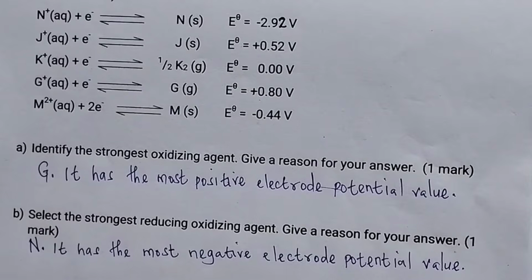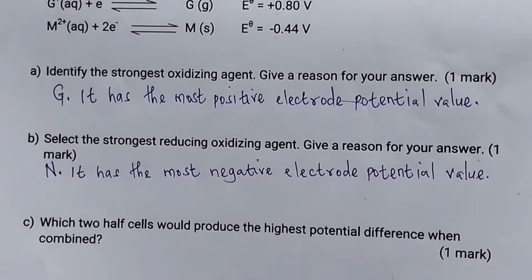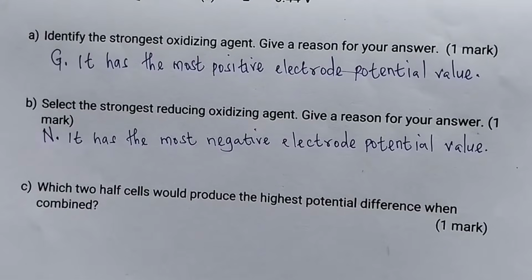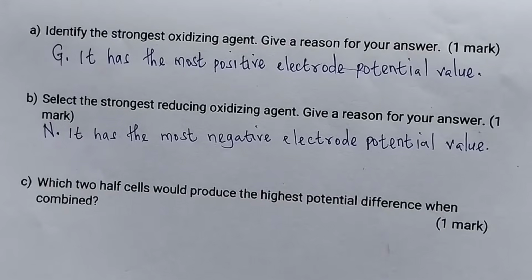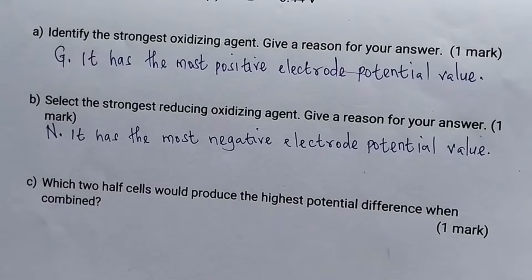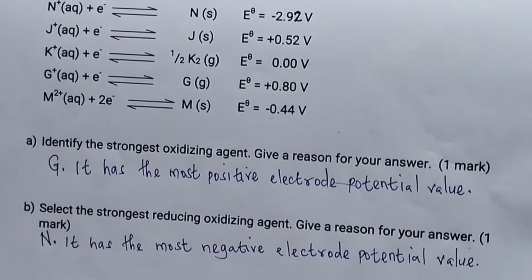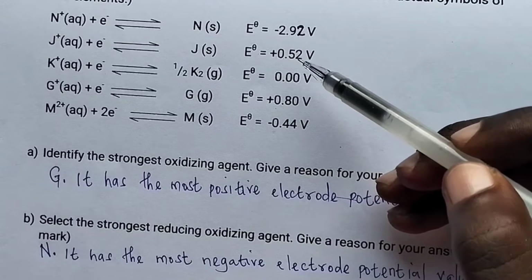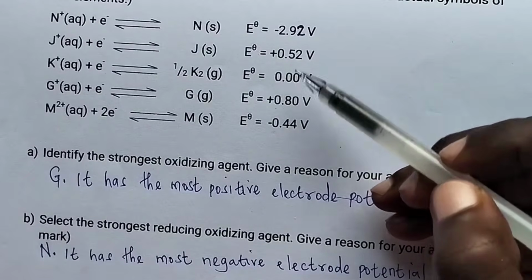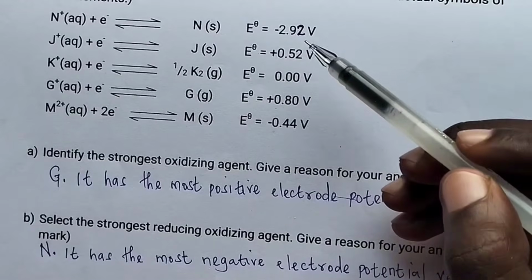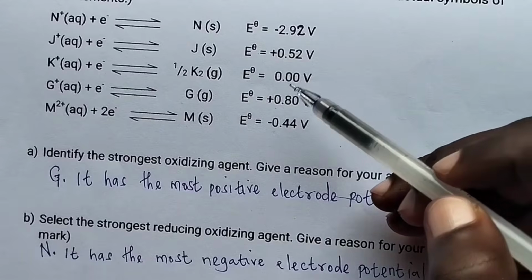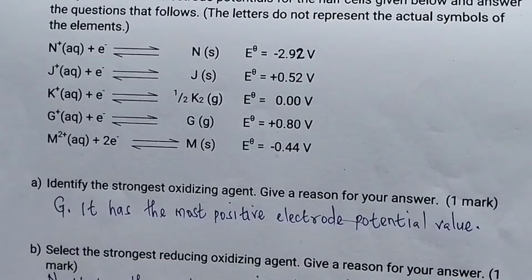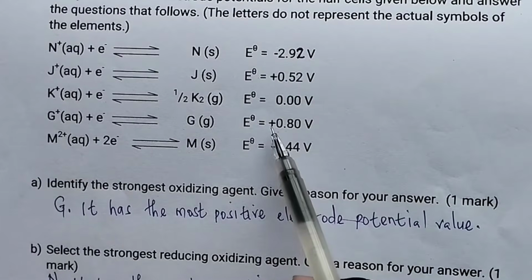So we proceed to part C. We are told to select which two half cells will produce the highest potential difference when combined. Here we have several half cells. The ones that, when combined, produce the highest potential difference are the one that is the most positive and the one that is the most negative. So we have to take the half cell with the most negative and the half cell with the most positive.